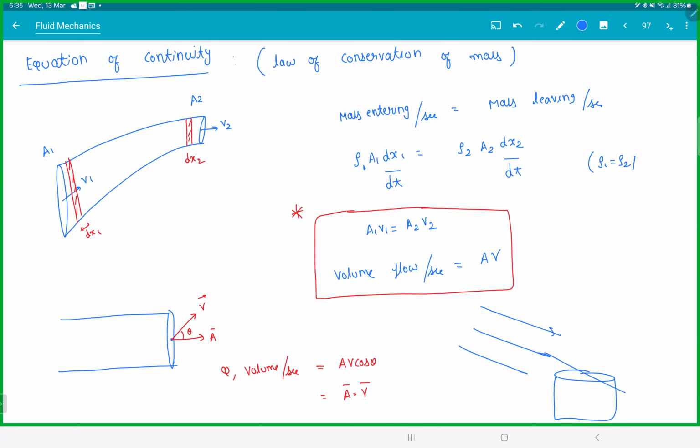So flow is going which way? This way, right? V, and the area of the bucket A is this way. So the amount of water getting collected in the bucket is AV cos theta. Make sense?